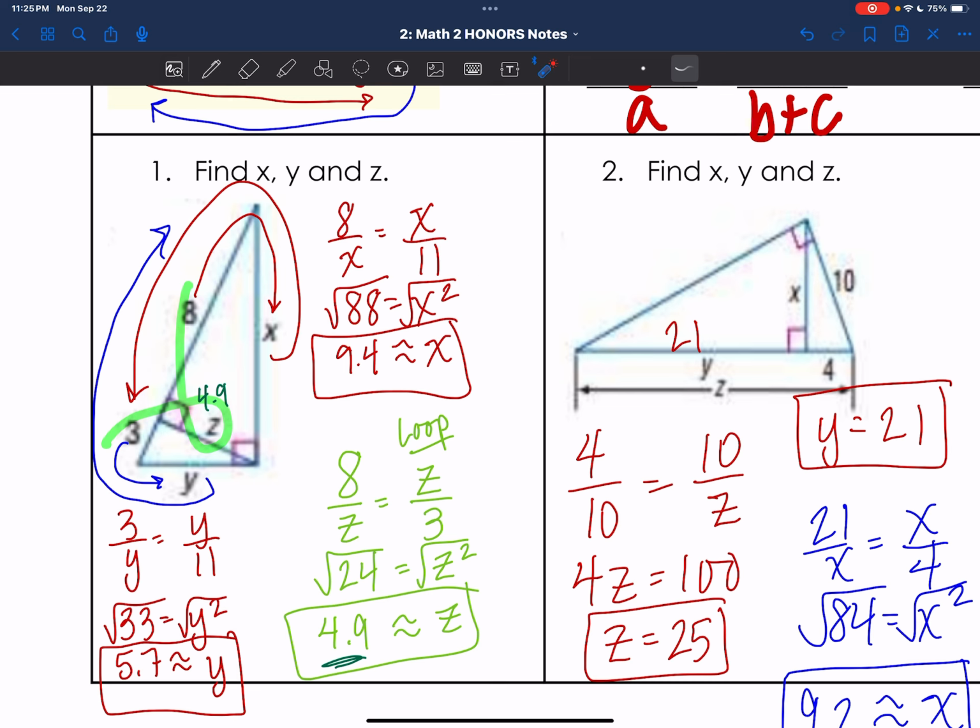All right, and then cross multiply, you'll get x squared equals 88, and then take the square root of both sides, and that gives you approximately 9.4.